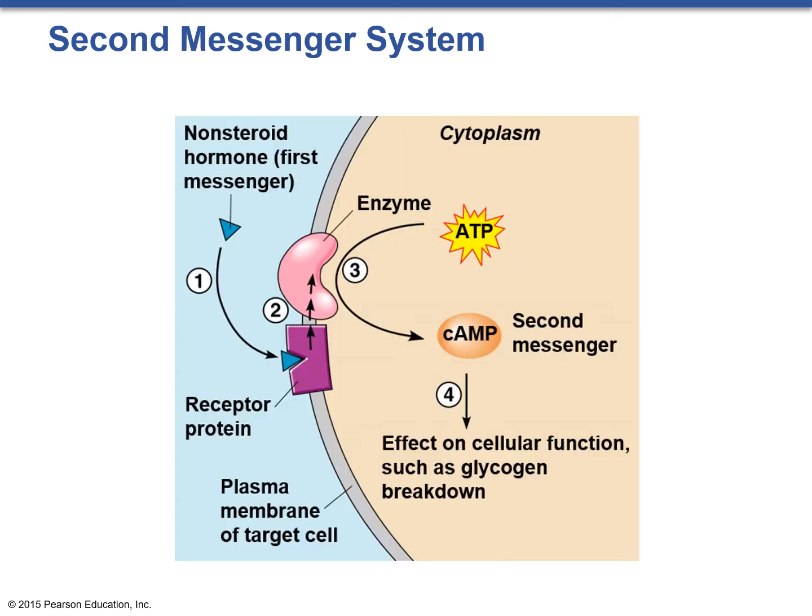So here's a diagram covering the second messenger system. Here we can see a non-steroid hormone that is actually going to be the first messenger that will bind to the receptor protein. This will activate that G protein, thereby activating the enzyme adenylate cyclase to convert ATP to cyclic AMP. Cyclic AMP is the second messenger. Cyclic AMP is going to activate protein kinase, which is an enzyme that modifies proteins by adding on phosphates.